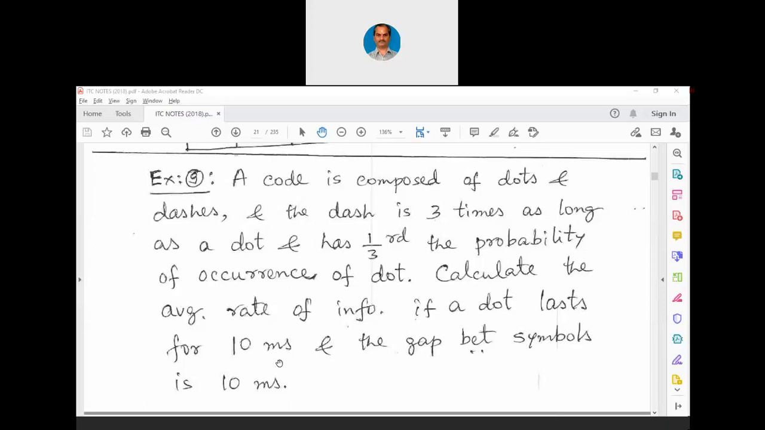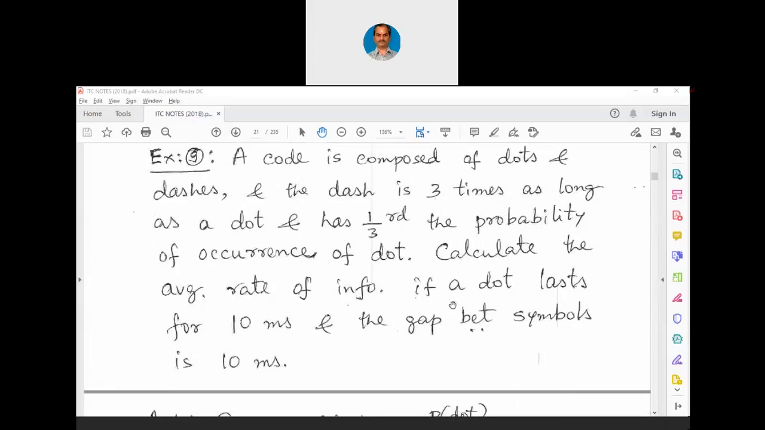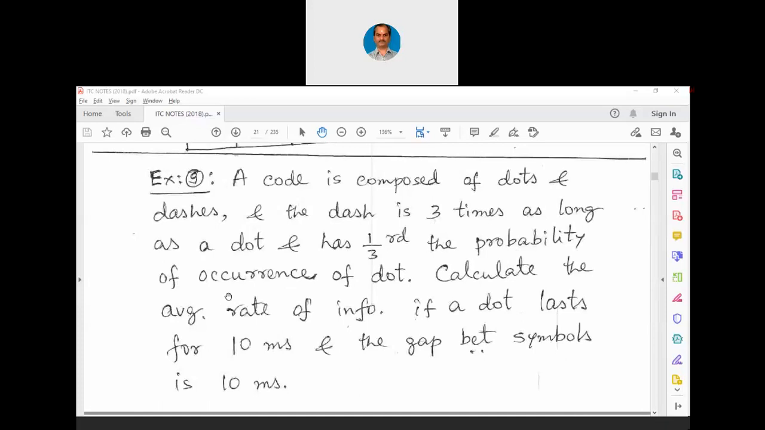So we can find out the symbol rate, probability is also given, we can find out the entropy, and we can find out the information rate. So calculate the average rate of information. That is, we have to find out capital R by knowing small rs and knowing H. So we can easily find out small rs and we can easily find out small H, and I will show you how.